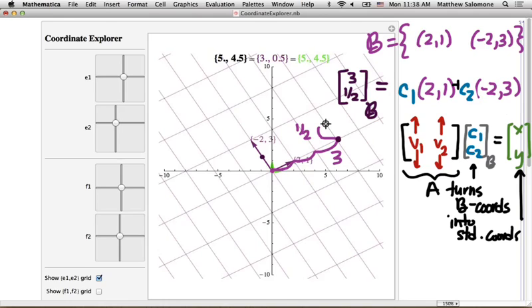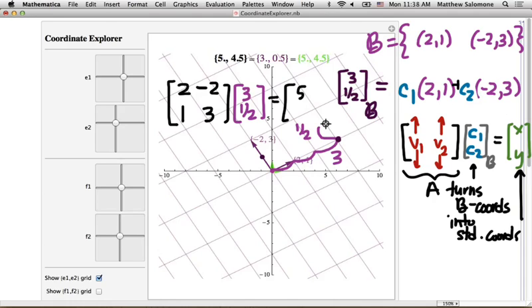So in other words, if I were to put together, in this example, the matrix with 2, 1 as the first column and negative 2, 3 as the second column, then I would find out that if I multiplied that matrix by the b coordinates of this point, 3, 1/2, I would get the standard coordinates of this point, 5, 4.5. But that's not usually the way that we want to go.